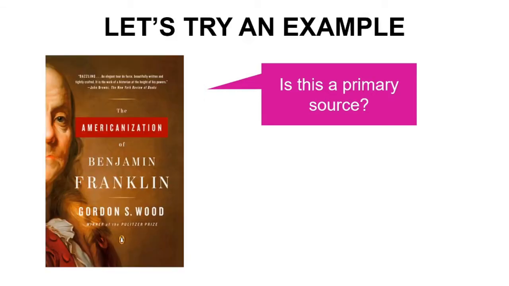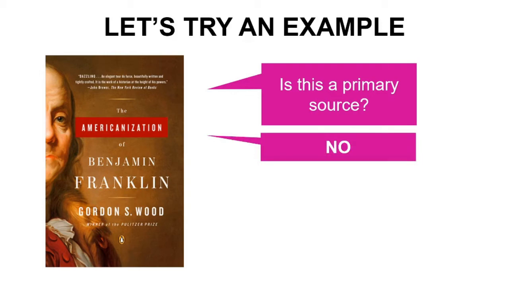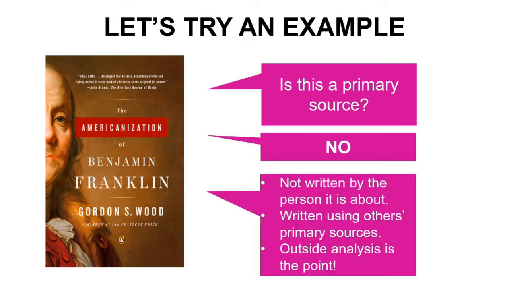Let's try a different example. This book is called The Americanization of Benjamin Franklin by Gordon S. Wood. It was published in 2005. Is this a primary source? You can pause the video if you want to think about it. But the answer is no, it's not a primary source. And here are the reasons why. It's because it's not written by the person that it's about. It's written using others' primary sources, and the outside analysis of Benjamin Franklin's life is the point. You don't get outside analysis or opinions with a primary source. So this is a secondary source.